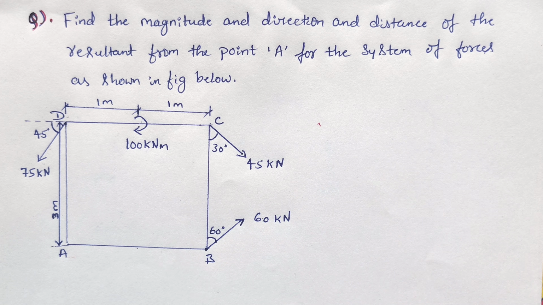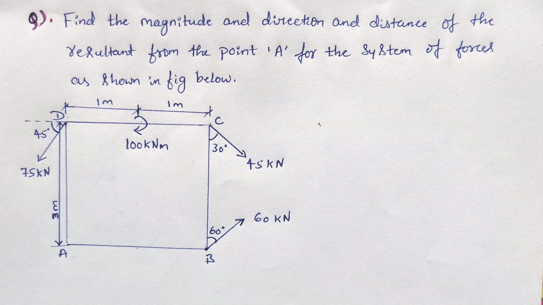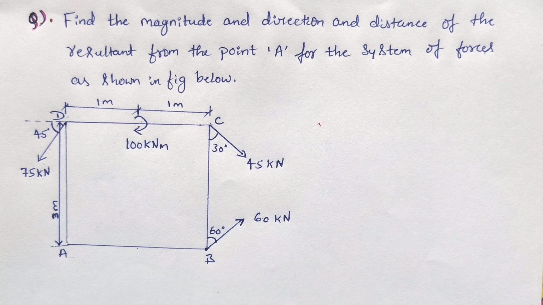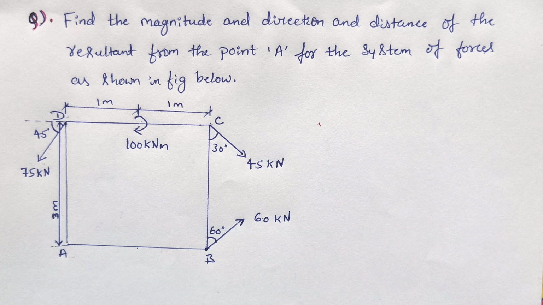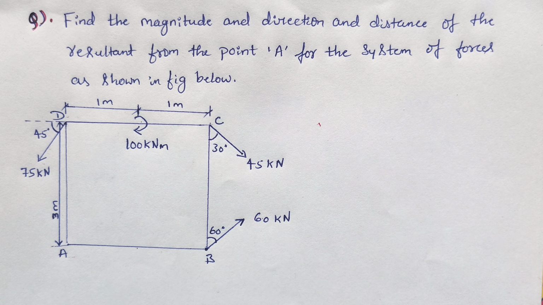Before that, you understand the question. What they have said to calculate the magnitude. What is the magnitude? That is R, magnitude of the resultant. Direction. What is the direction? Theta. Then distance. Distance is nothing but what? X-intercept and Y-intercept of the resultant from point A, for the system of the forces. Now understood how to approach the question.